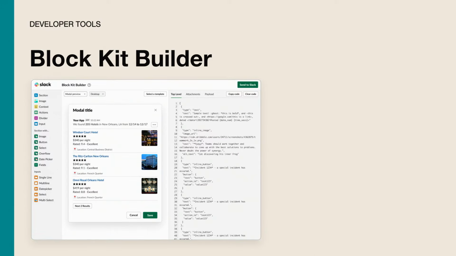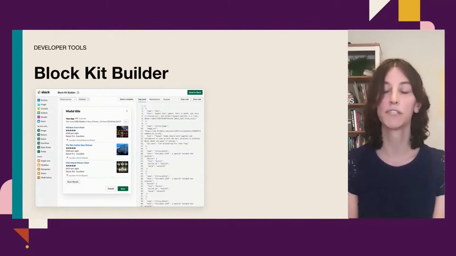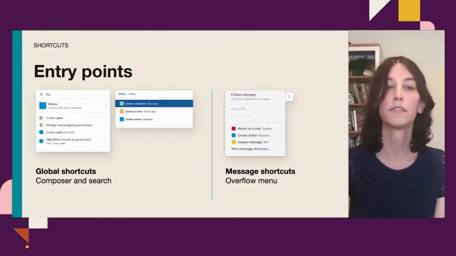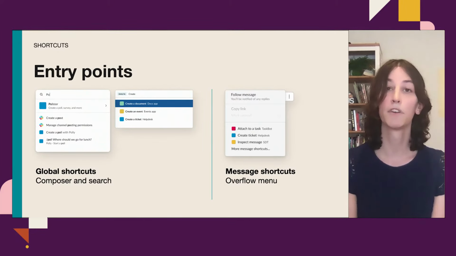And to build for these different surfaces, you can use our tool BlockKit Builder. This allows you to drag and drop different blocks, and once you're satisfied with your design, you can copy and paste the JSON payload directly into your Bolt app. And there is another session on BlockKit right after this at 11 a.m.